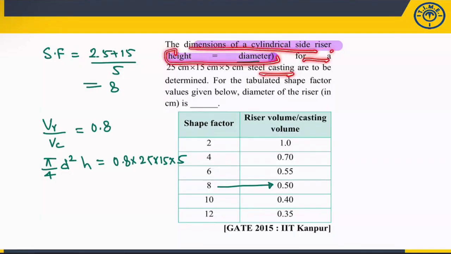Okay, they will not mention that height is equal to d also. So just focus on this side riser. Side riser means height and diameter will be equal, so that there will be no confusion. They have mentioned this thing also. What will be the diameter of riser? Anyone?